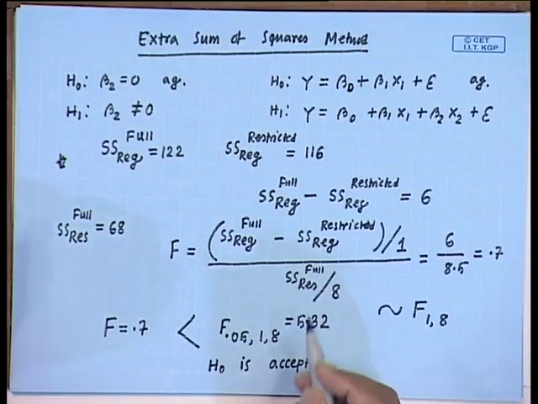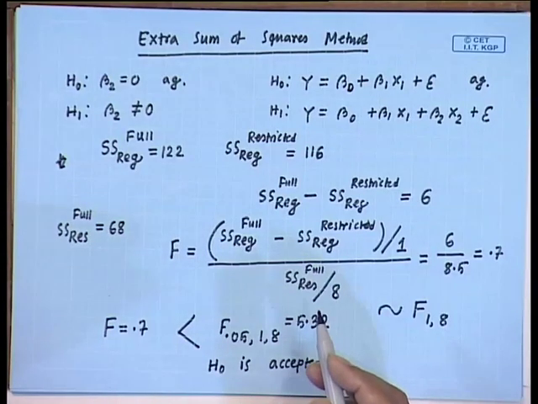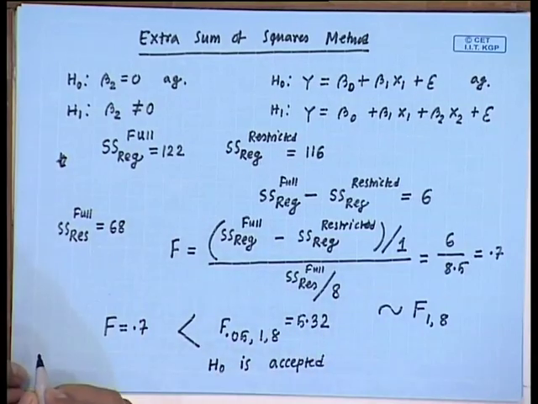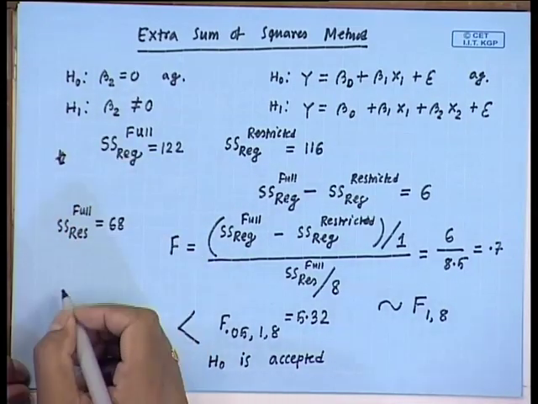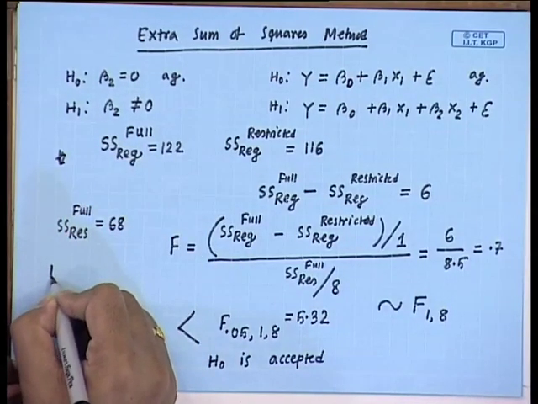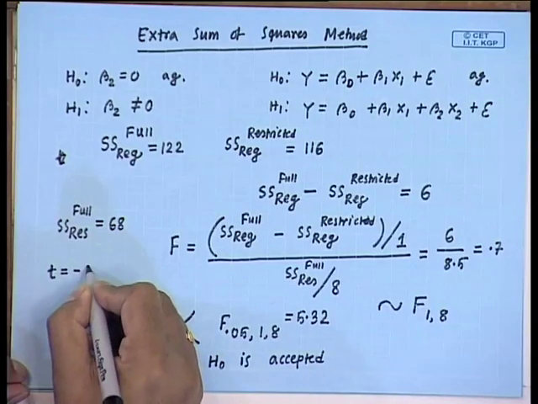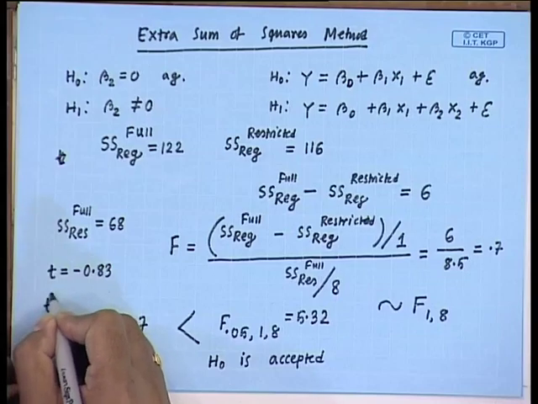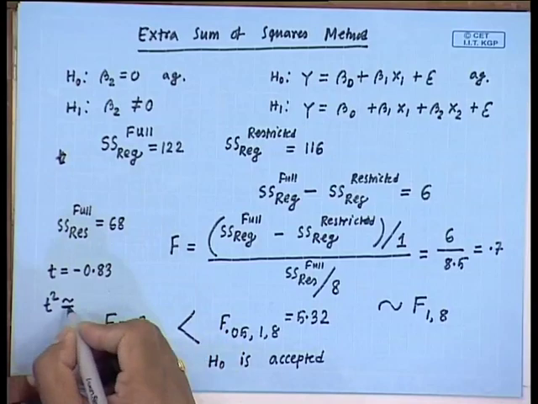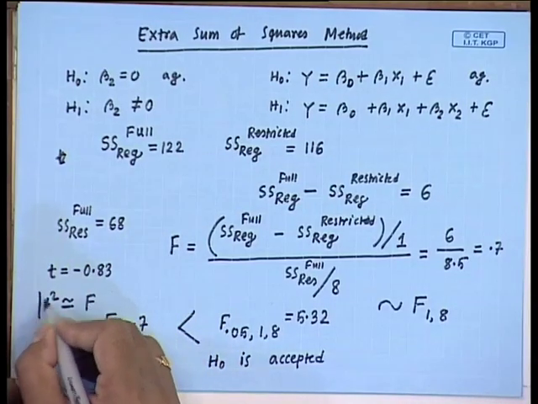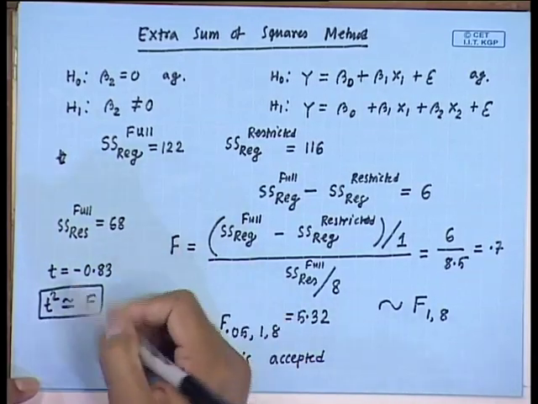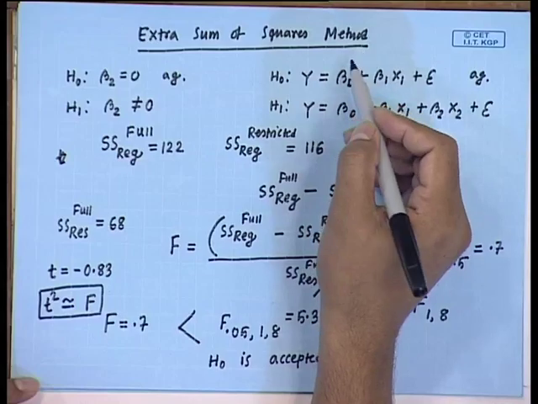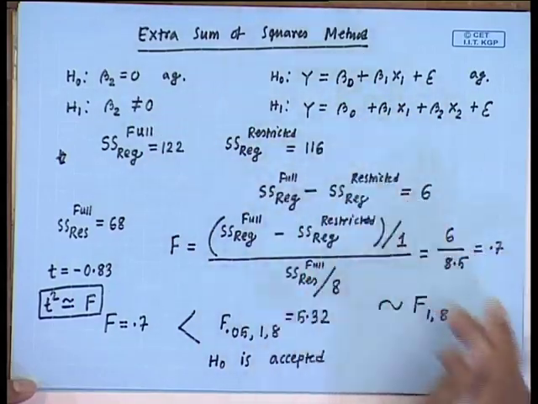So, this is another way to do the same testing, using the extra sum of squares technique. Also, I want to mention here that if you use the t statistic, then the t statistic value is equal to minus 0.83. Here you can check that t square value is almost equal to F, and in general this is true. So, whether you go for the t test or you use the extra sum of squares method to test this hypothesis, you will be getting the same result.